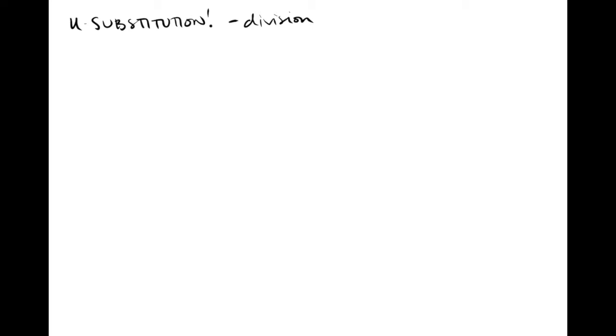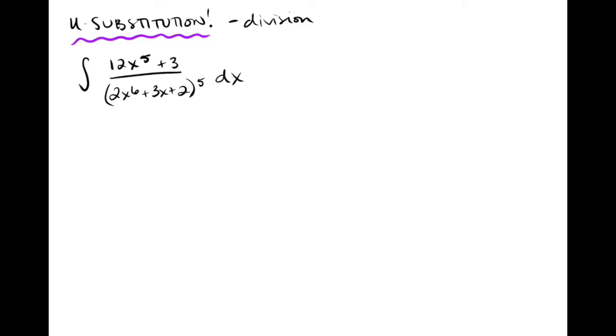So for our example, let's take a look at the integral of 12x to the 5th plus 3 divided by 2x to the 6th plus 3x plus 2, with all of that on the bottom taken to the 5th, dx. Pretty long, lots going on, but U-substitution is going to be super helpful. Because remember, U-substitution is all about seeing if I can get my function into the form the integral of f of u du. Because if I can do that, I'll probably end up with a more straightforward function that I can then use to find the integral more easily using known rules.